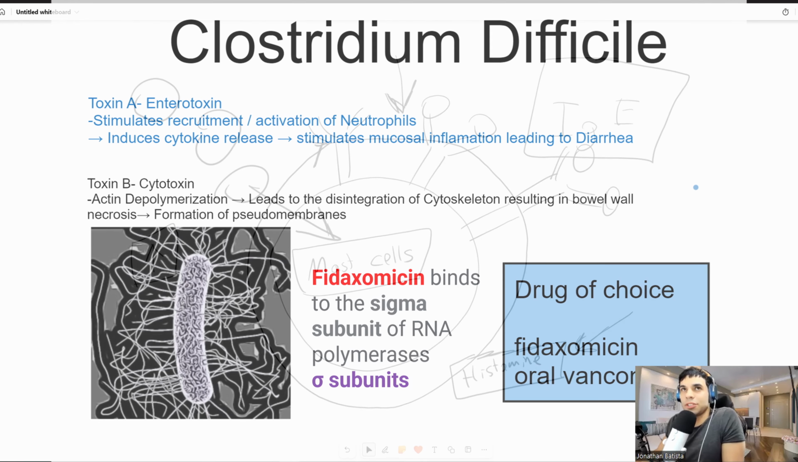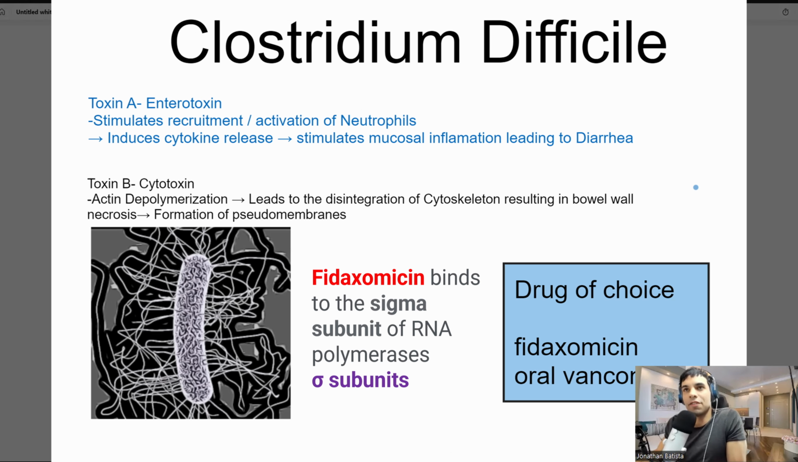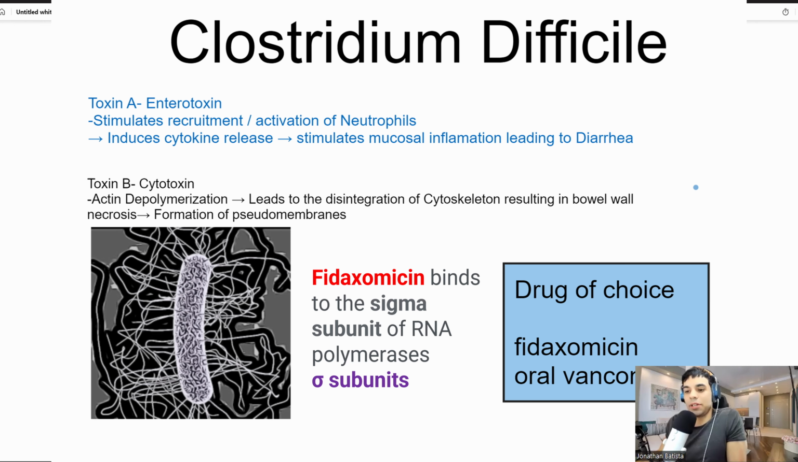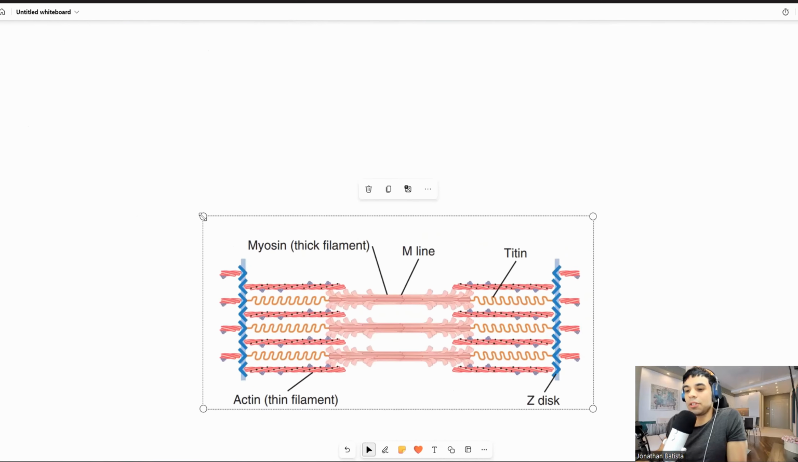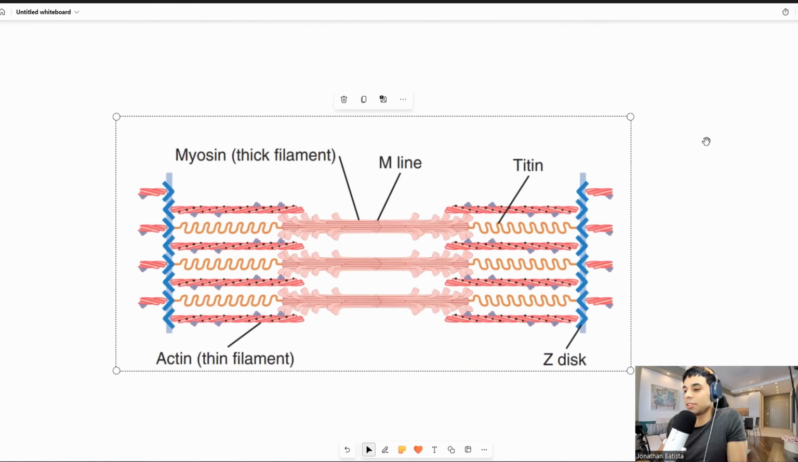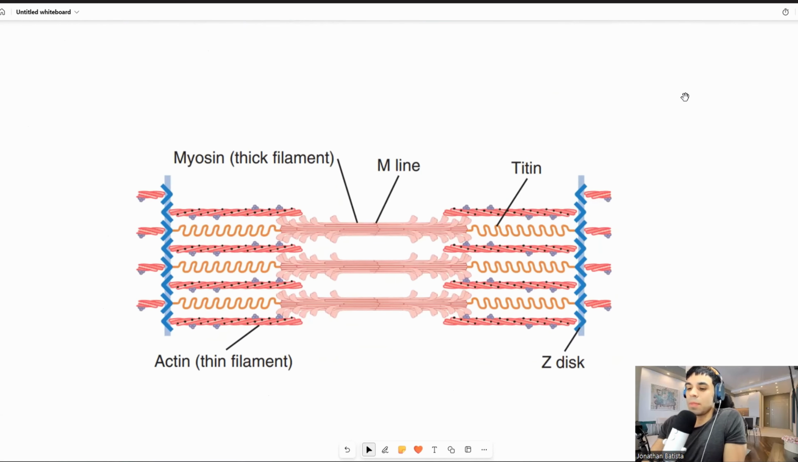We were talking about Clostridium difficile, and we mentioned the depolymerization of actin. So I'm going to show you right here. This is what you can see, let's say a sarcomere. We're seeing here the natural component, the cytoskeleton. Remember, we classified this as cytoskeleton. This is what we know as the Z line. This is the Z line. Next to the Z line, you'll see actin.